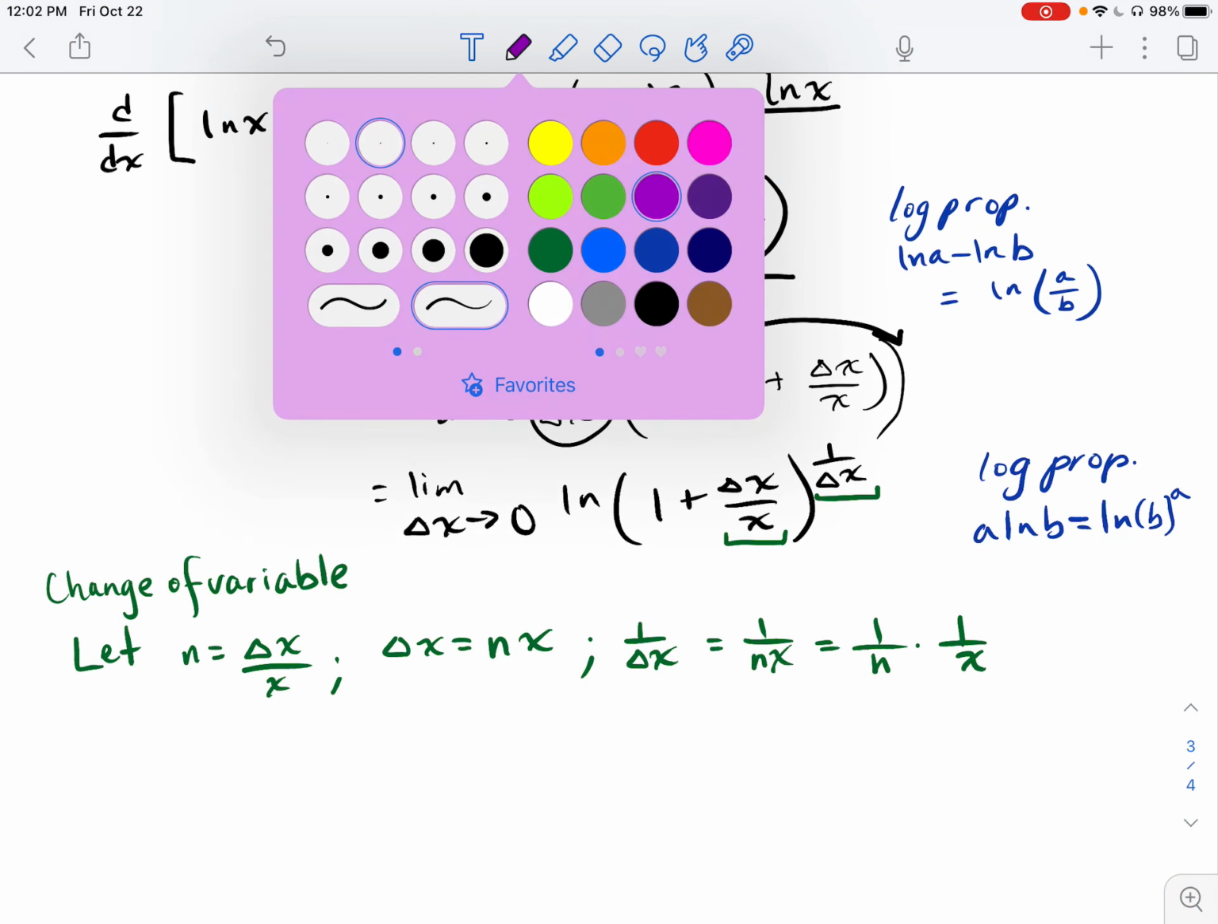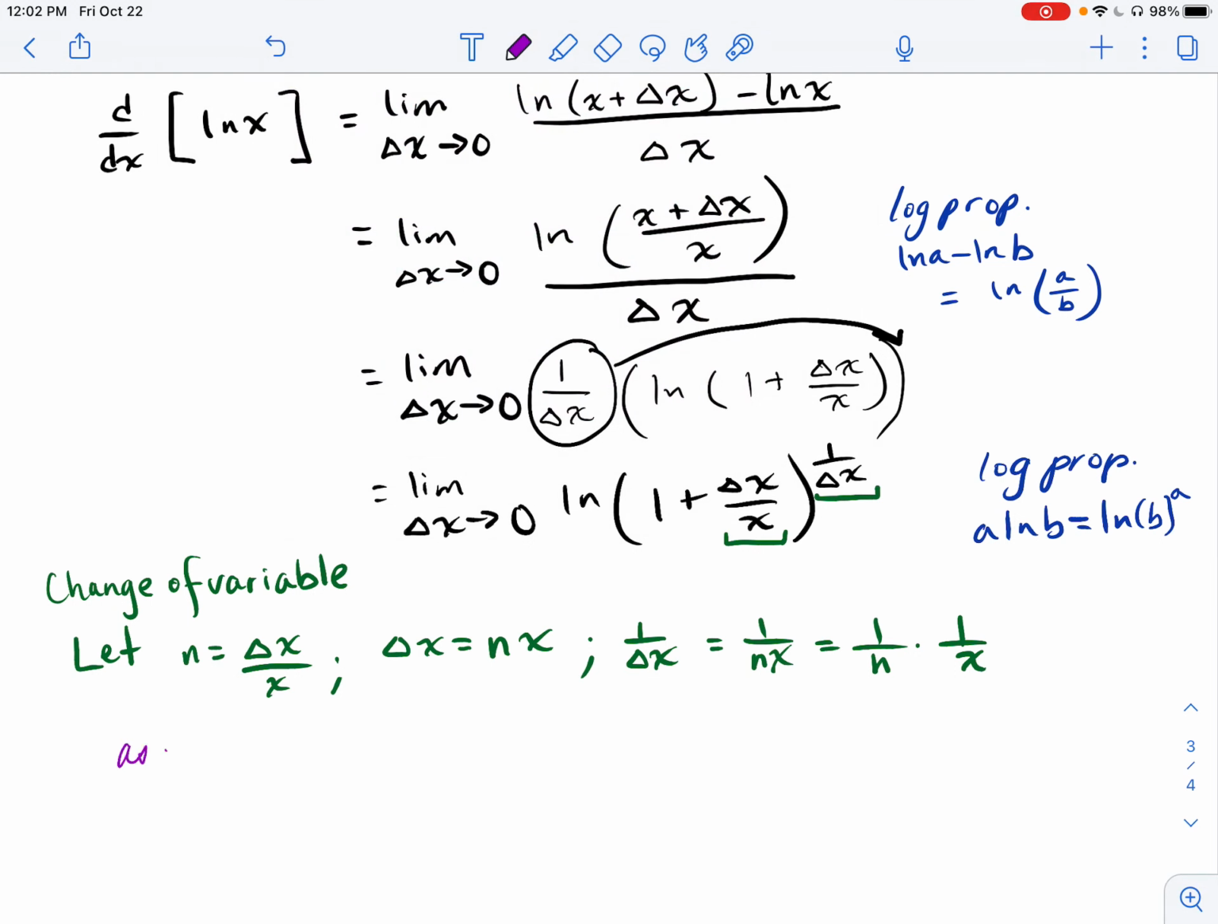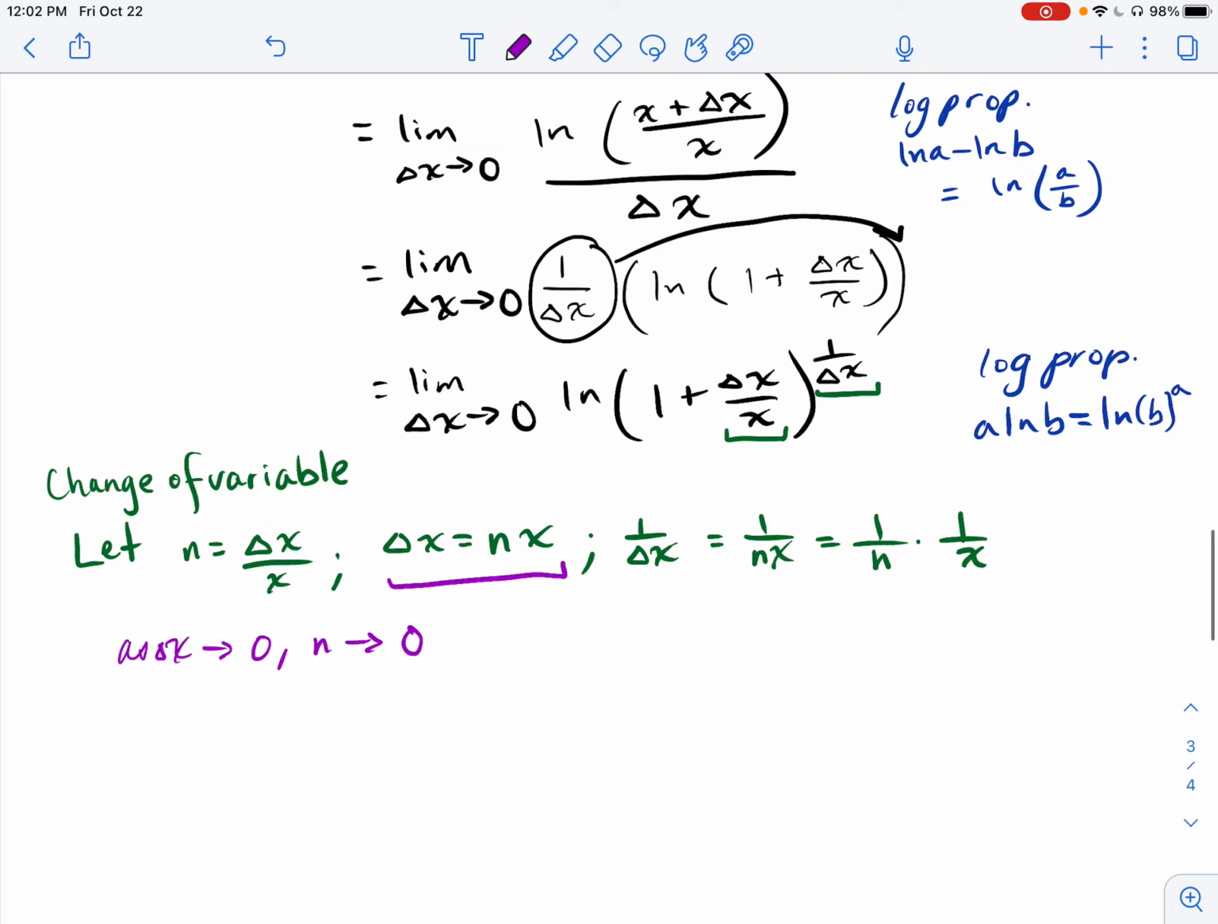Well, let me actually do this in a different color. I can say now, as delta x approaches 0, that's equivalent to saying that n must be approaching 0. Think about this statement here. As delta x is getting closer and closer to 0, n must also be getting closer and closer to 0.